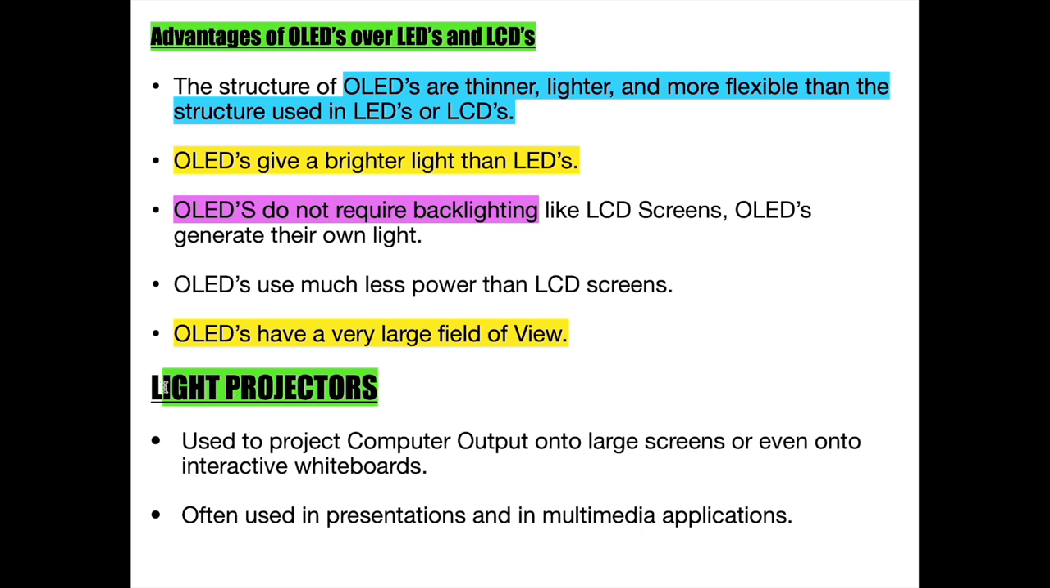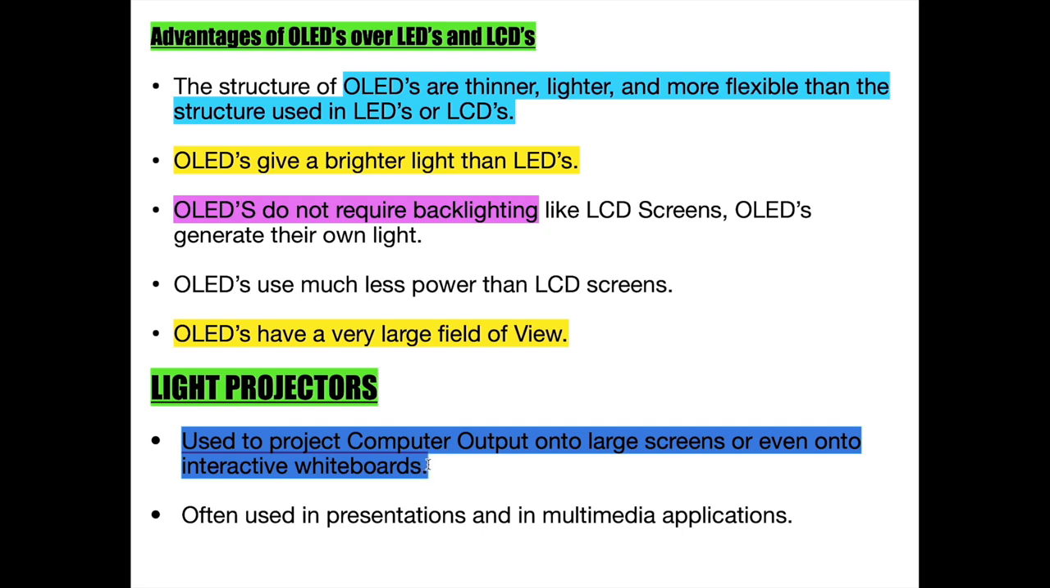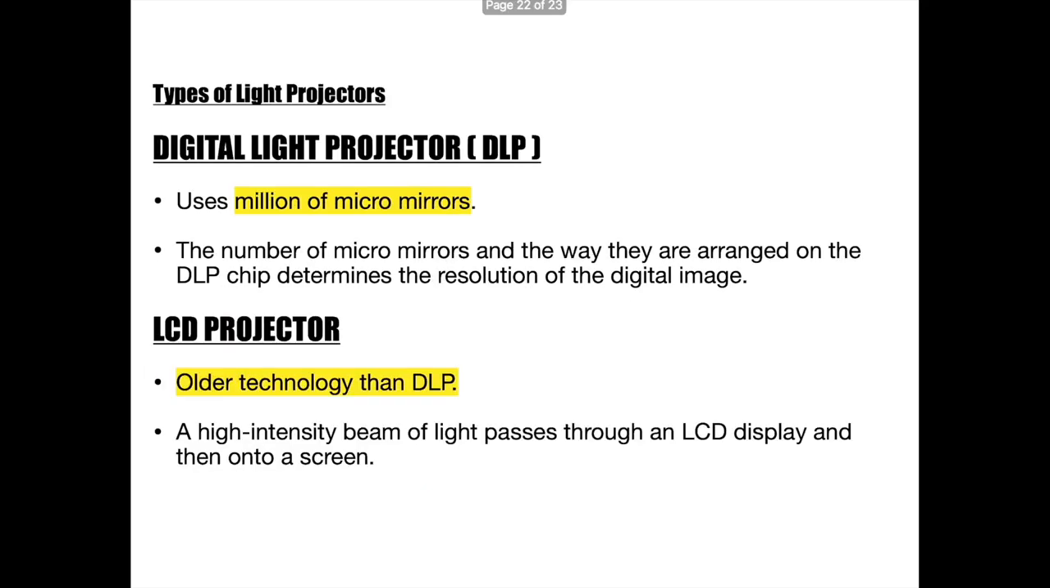Light projectors are used to project computer output onto large screens or even onto interactive whiteboards. They are often used in presentations and in multimedia applications. Let us now go through the types of light projectors. There are two types of light projectors. Let us now go through the first type, which is the digital light projector. This type of light projector uses millions of micromirrors. The number of micromirrors and the way they are arranged on the DLP chip determines the resolution of the digital image. This is a general idea about the digital light projector.